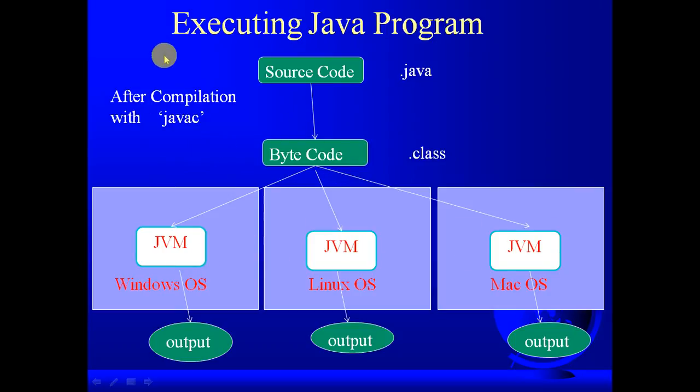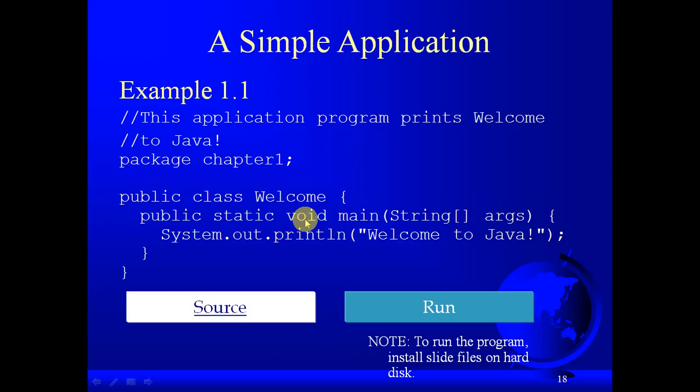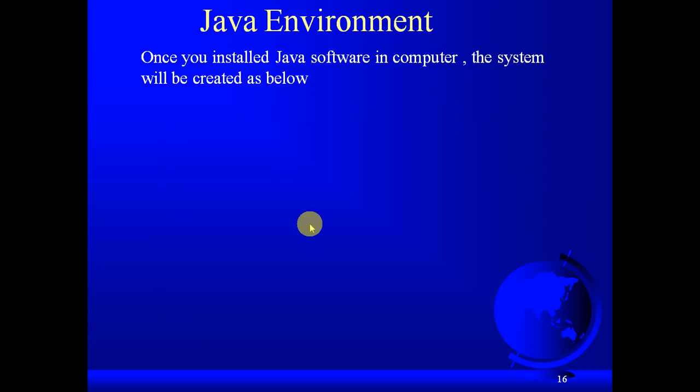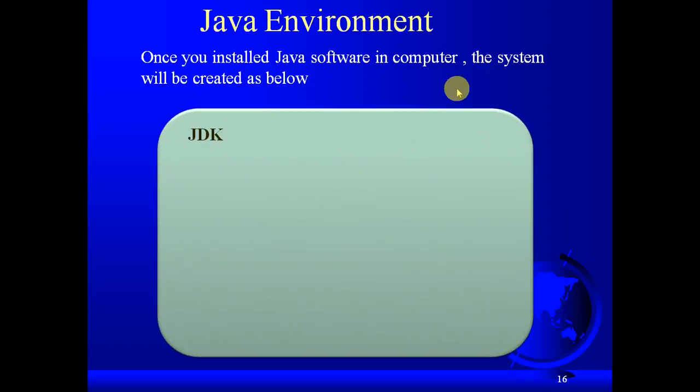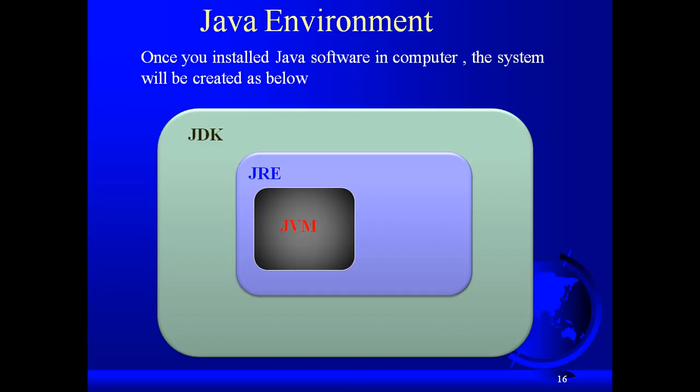How? Suppose you are writing a Java program. Once you install Java, the Java environment will be created like this. This is the Java environment. Once you install the Java software in your computer, the system will be created as follows. That is, JDK will be installed. Once you install the JDK, a JRE will be created along with the JVM. JVM is a Java Virtual Machine, a software code which can read class files. Only JVM can read class files. No other software can read class files directly. So this is the working environment.